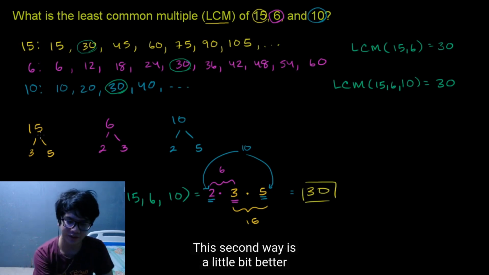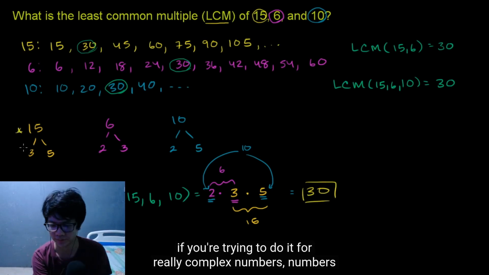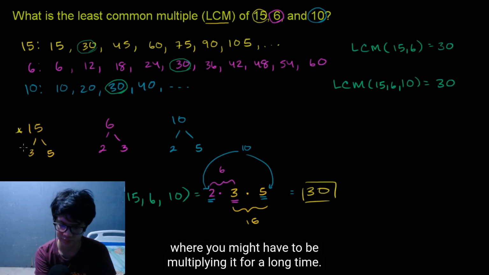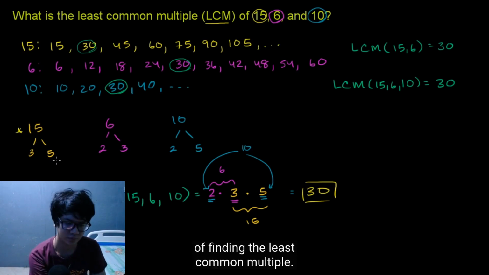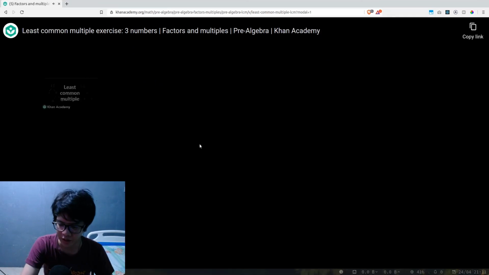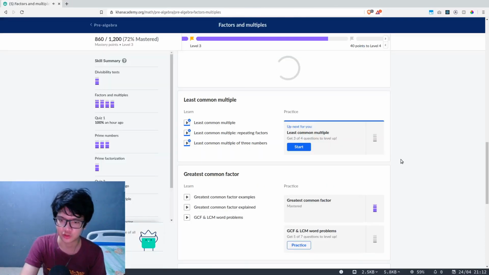This second way is a little bit better if you're trying to do it for really complex numbers where you might have to be multiplying for a long time. Either way, both of these are valid ways of finding the least common multiple.